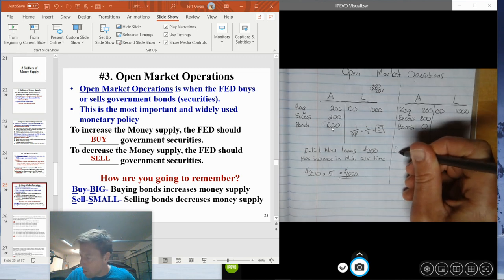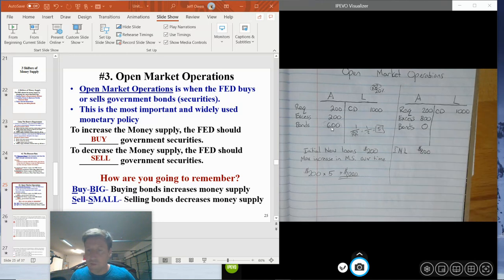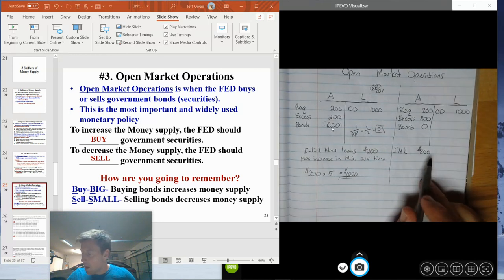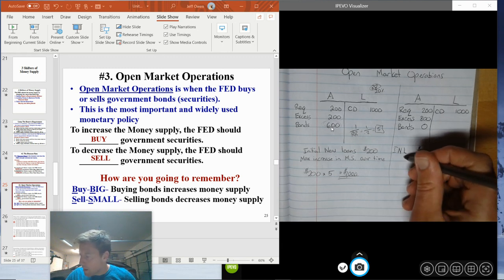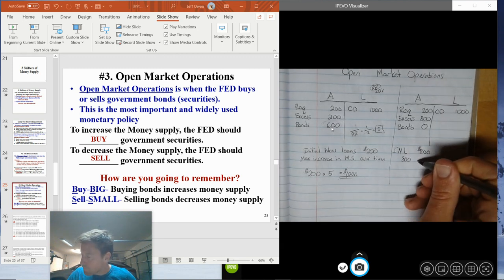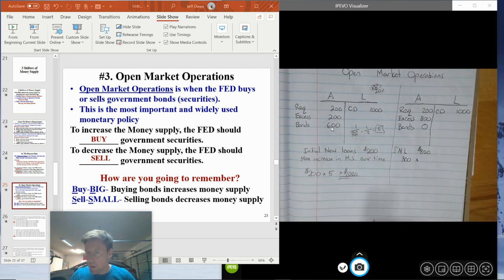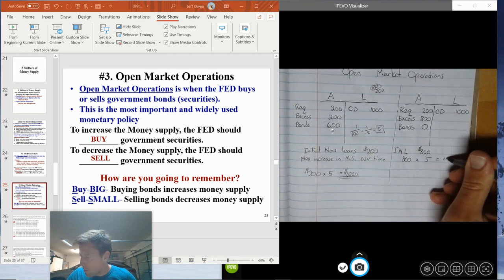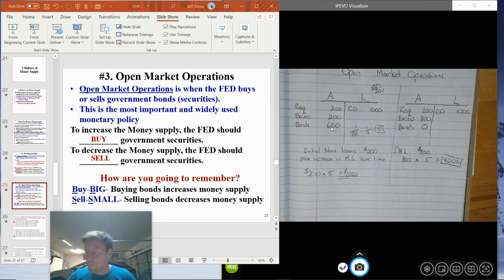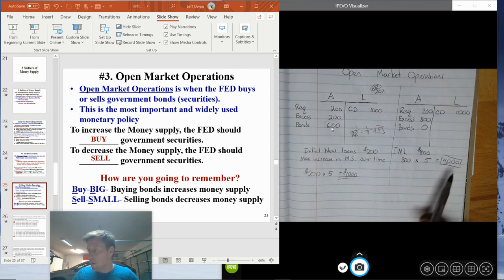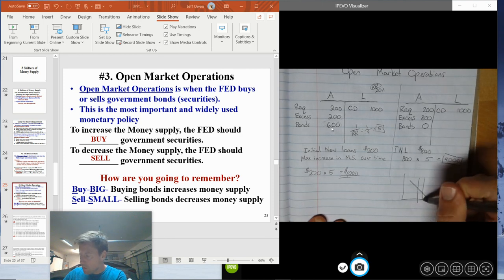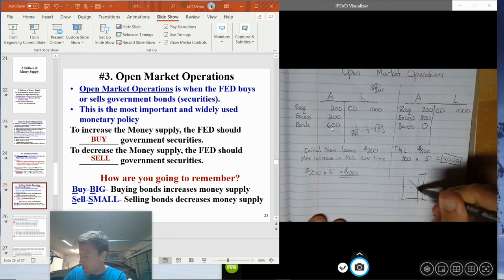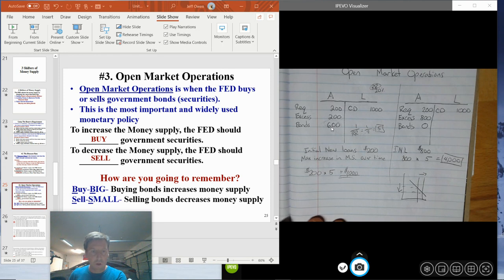I'm going to call this initial new loan. I just made up my own abbreviation. Now, we still have the same money multiplier because we're not changing the required reserve. So if I take my $800 times my money multiplier of 5, we can see that the maximum change in the money supply over time is now going to be $4,000. We effectively increased the money supply, which dropped our interest rates.